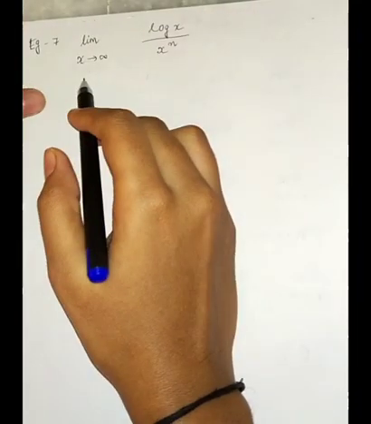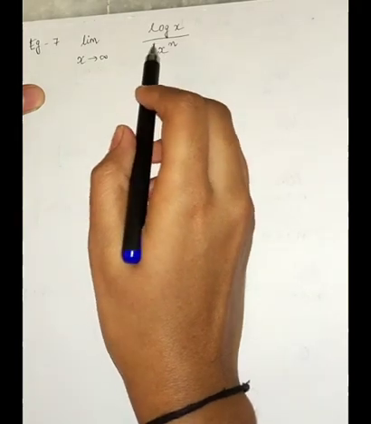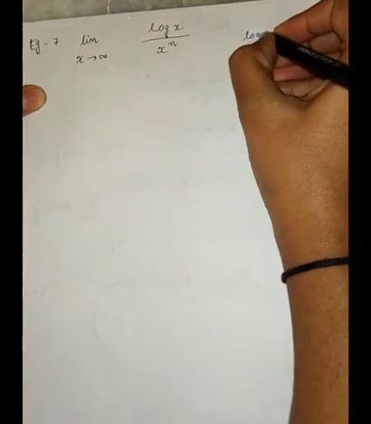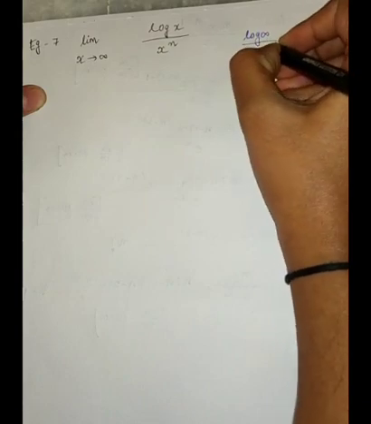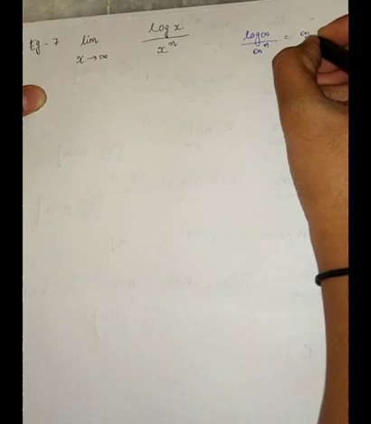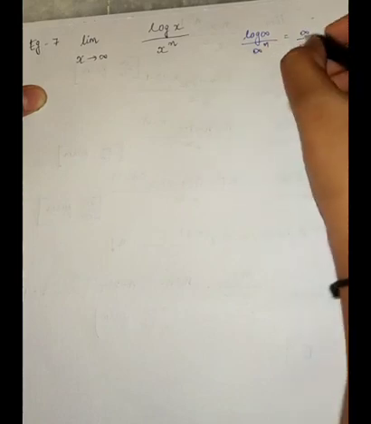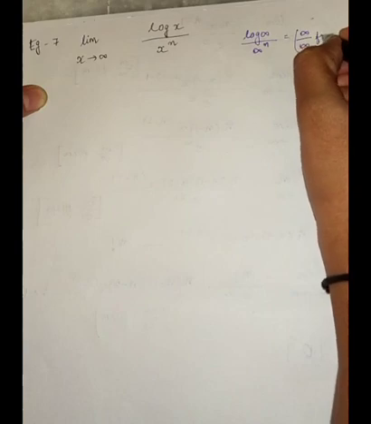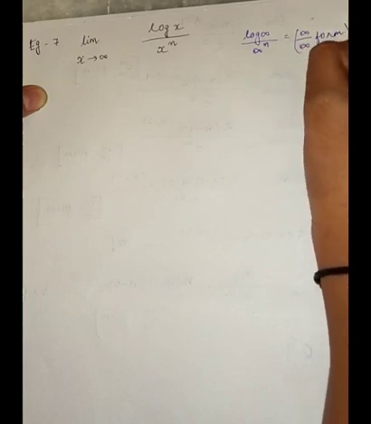So next example, limit x tends to infinity log x upon x raised to n is given. First of all, we will substitute this limit in this equation. So we get log infinity upon infinity raised to n. Log infinity is infinity, and in the denominator part also we get infinity, so this is infinity by infinity form.